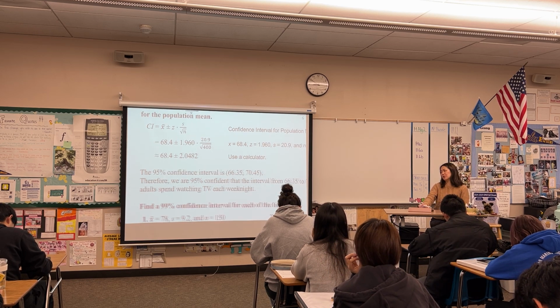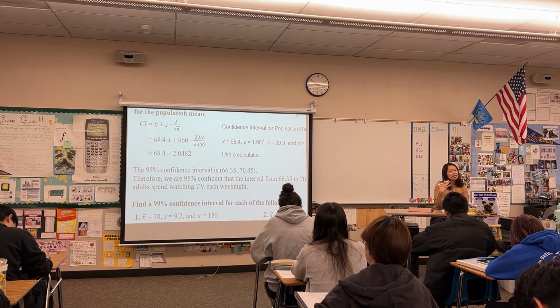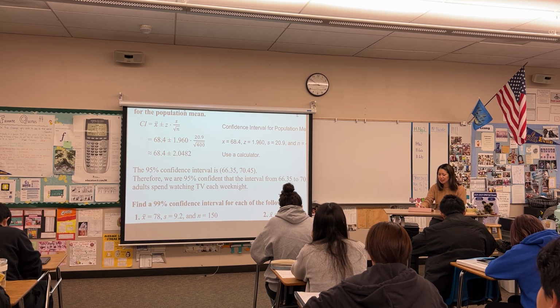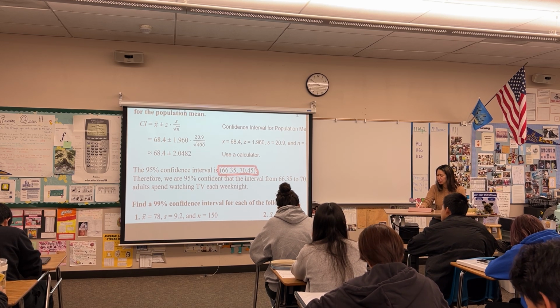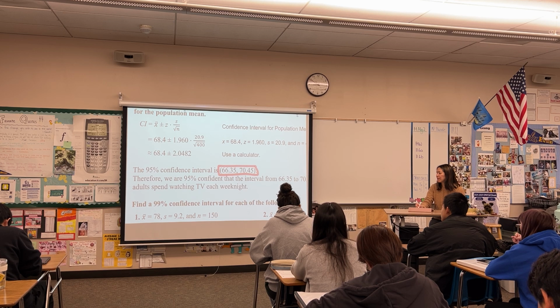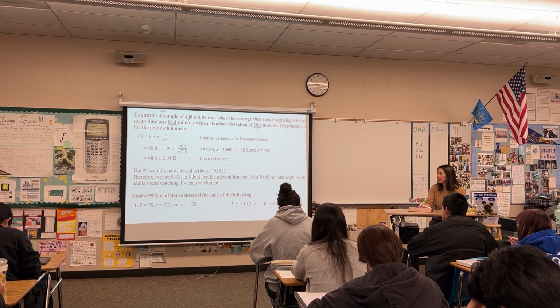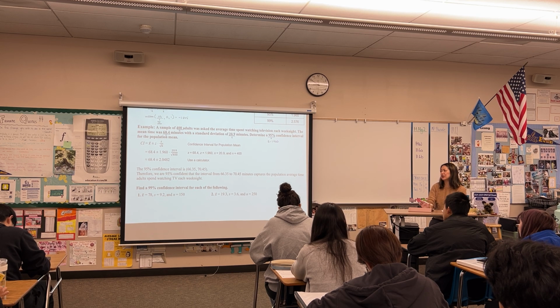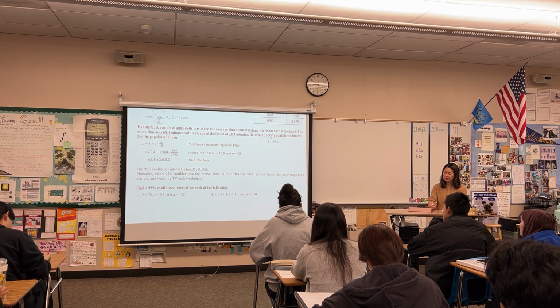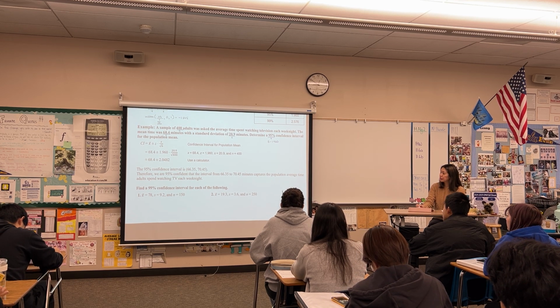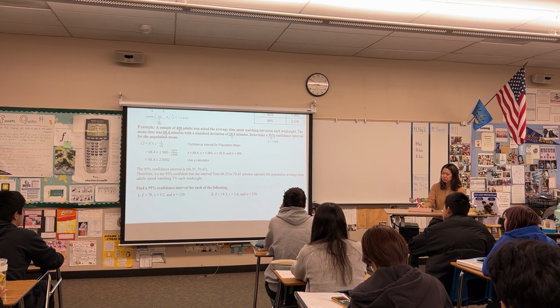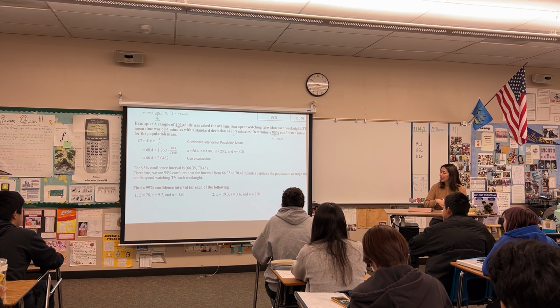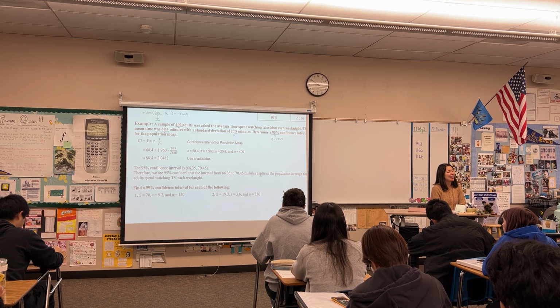So what does that tell us? Well, it tells us that we are 95% confident that this interval, 66.35 to 70.45 minutes, captures the true population average time adults spend watching TV each weeknight. So it's a little over an hour. Checks out. Questions on that?